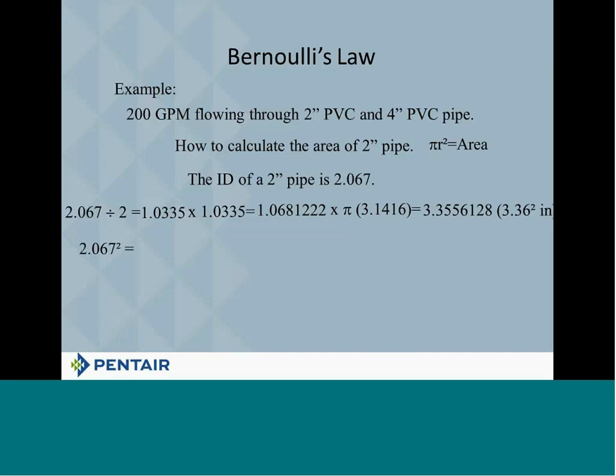We're going to take the diameter and we're going to square the diameter. That gives us a number, 4.27. Okay? Now we take that diameter times pi. Remember, pi is 3.1416. And we get 13.422. If you divide that by 4, you get 3.355, or 3.36 square inches. All right? So either way you do it, you're going to get the same answer.